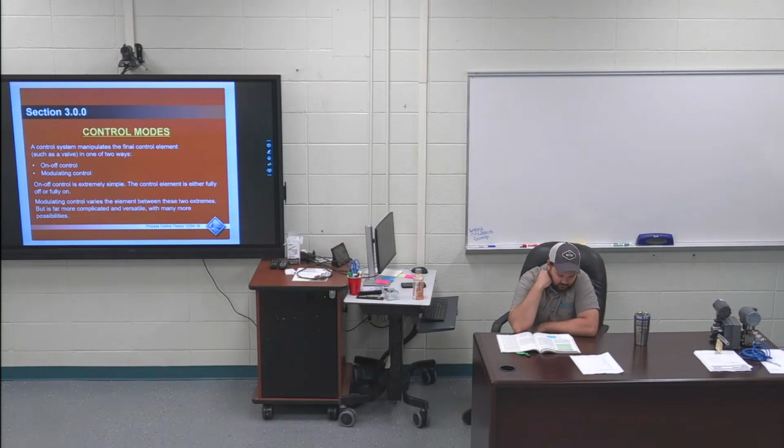My first highlight on page 26 is the last sentence of the first paragraph. There are two basic modes of control, or parameters of response, that are applied to control loops: on-off, which is two-position control, and modulating control. So key in on two-position and modulating control.